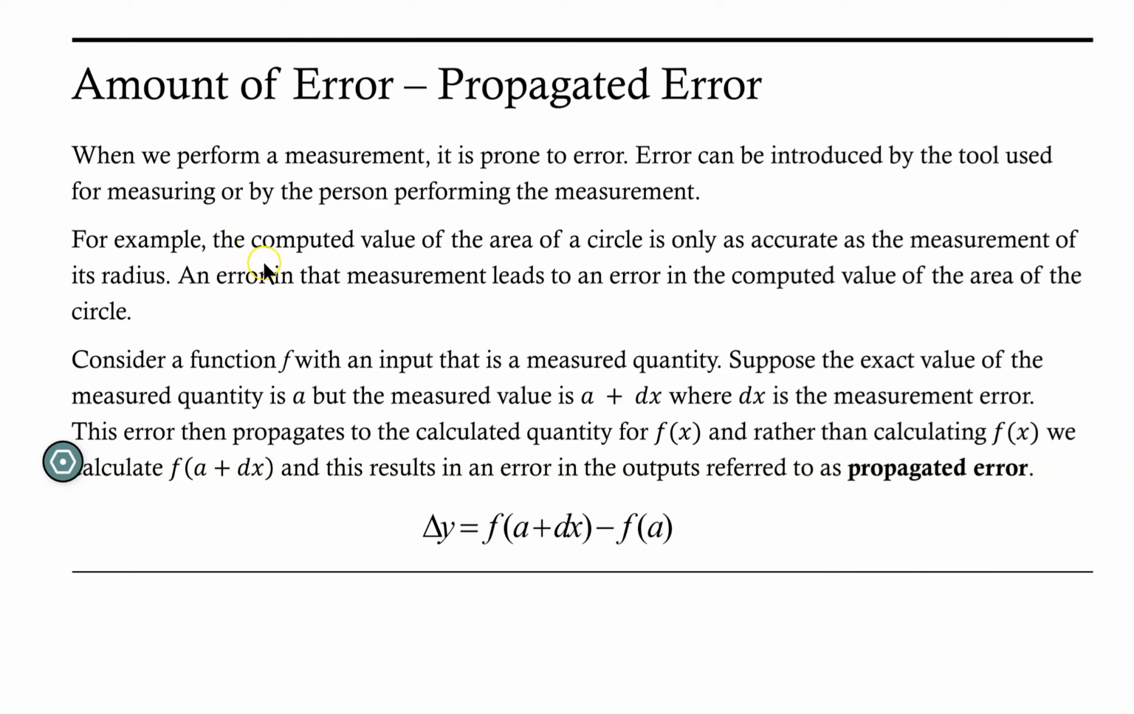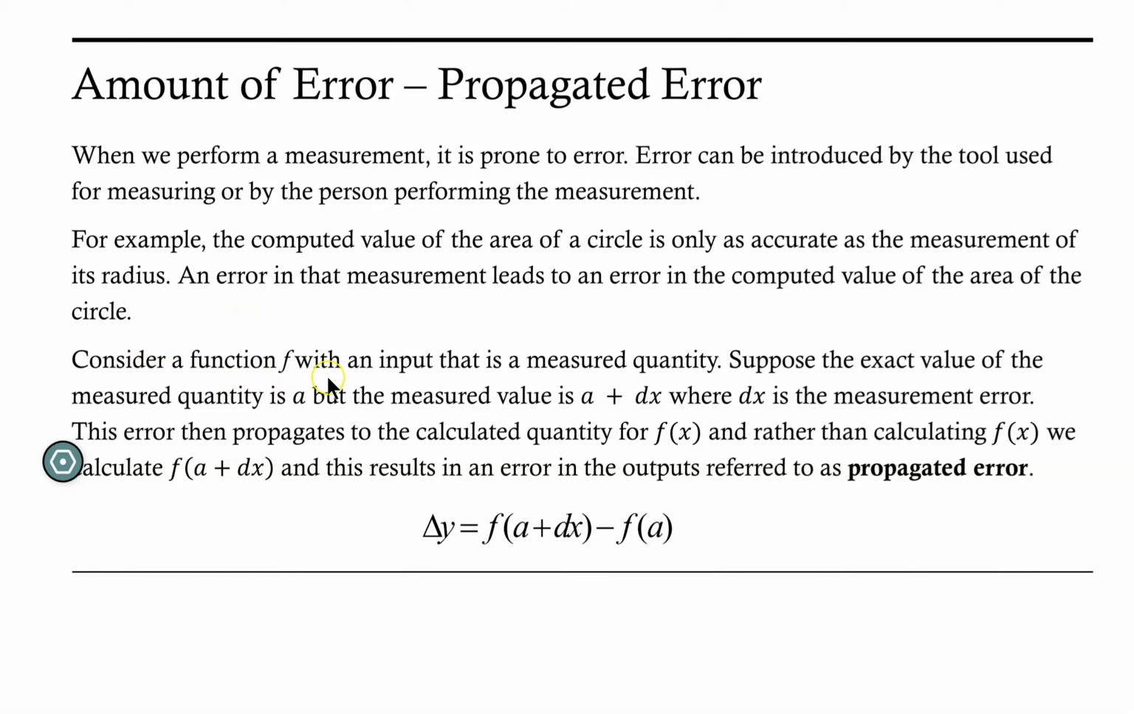For example, the computed value of the area of a circle is only as accurate as the measurement of its radius. An error in the measurement of the radius will lead to an error in the computed value of the area of the circle.